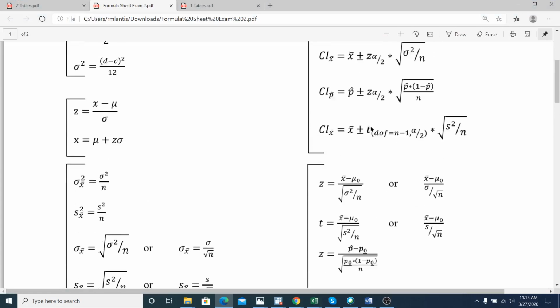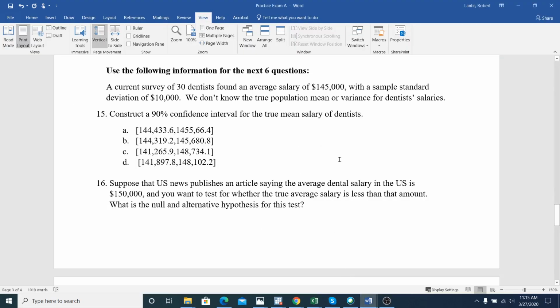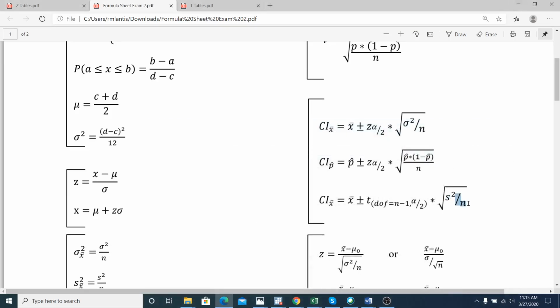So how do I construct this confidence interval? It should be pretty easy. If I go to my formula sheet, I have a sample mean but only the sample variance, so this is the one I'm going to be using. And it even reminds me, don't use the z tables, use those t tables now. I have my sample mean value. I don't have the variance, I have the standard deviation, so I'll plug in that 10,000 for S. I have my sample size to plug in.